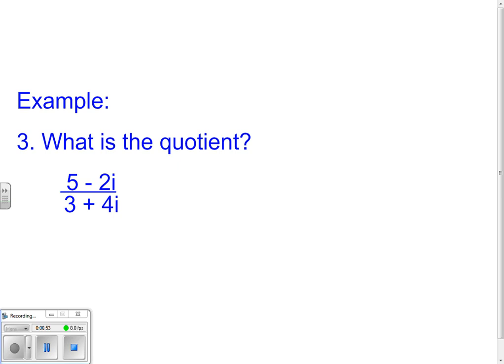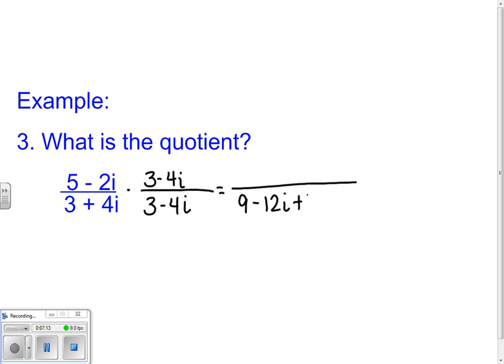Number 3, I see an i in the denominator. The denominator here is 3 plus 4i, whose conjugate is 3 minus 4i. So I'm going to multiply top and bottom by 3 minus 4i. Bottoms first. 3 times 3 is 9. 3 times -4i is a -12i. 4i times 3 is a positive 12i. And 4i times a -4i is a -16i squared, which I'm immediately going to fix. That's +16. So in the denominator, 9 plus 16 is 25.